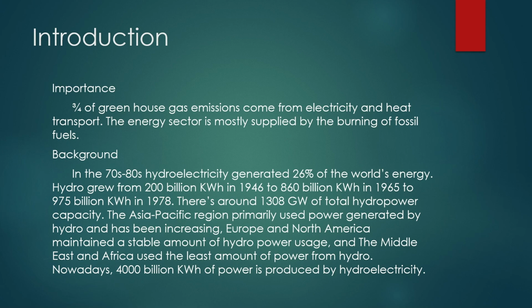So it's been a steady increase, although as you can see, the 13 years between 65 and 78 saw a smaller increase than the about 20 years from 46 to 65. So it grew and then it's balancing out or topping out. There's around 1,300 gigawatts of total hydropower capacity.